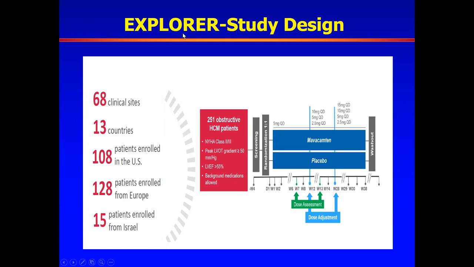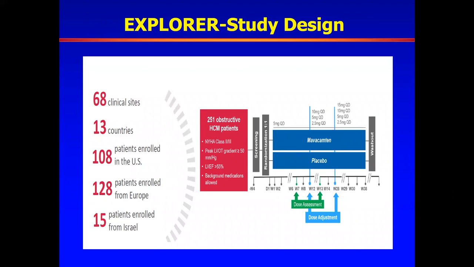EXPLORER is a study that included a decent number of patients, 120 some in each of the two groups, included 68 clinical sites, 108 patients enrolled in the US, some from Israel and a lot from Europe. The trial was conducted in a double-blind fashion, so the investigators did not know if the patient received drug or placebo. I would say you were still expected to examine the patient, and if somebody received an effective dose, you get a hint.